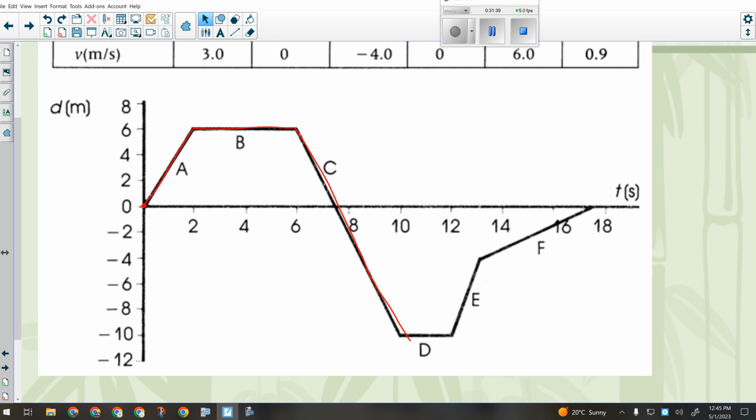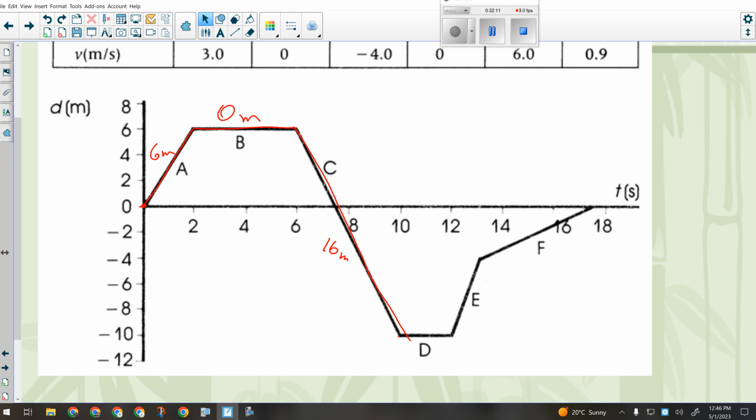Okay, who thinks they got it? Let's figure it out here. In part A, we go from 0 to 6 meters. How far do we go? 6 meters. How far do we go in B? Nothing. In part C, we go to negative 10 meters from 6 meters. How far is that? 16 meters, because we go 6 here and another 10 here for a total of 16 meters.